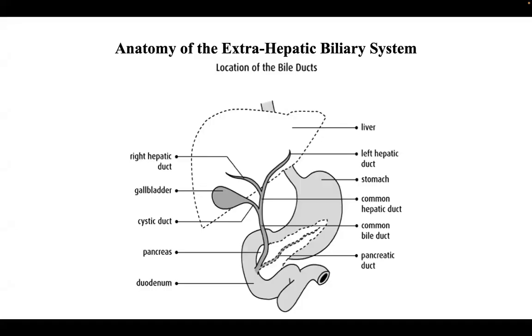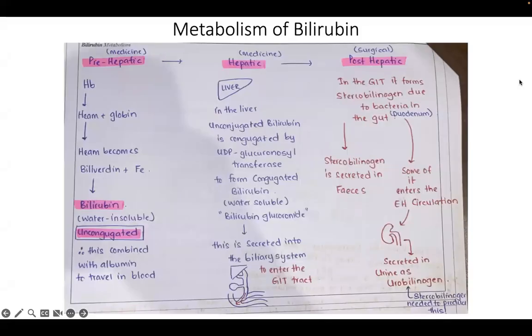Before we really talk about obstructive jaundice, we need to know about the metabolism of bilirubin. That's important. So here you can see the metabolism. When we talk about obstructive jaundice, it's a surgical jaundice. That's basically this portion, the post-hepatic portion. But you need to know the prehepatic and hepatic as well. These come under more of medical jaundice, but for the surgical, you need to understand this as well.